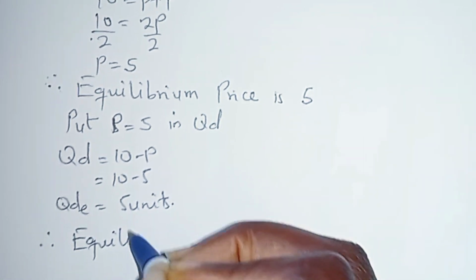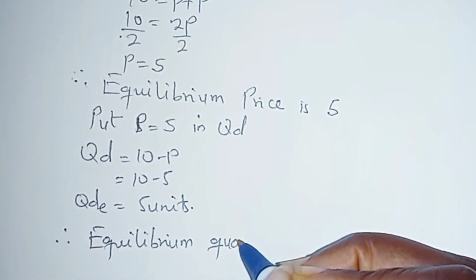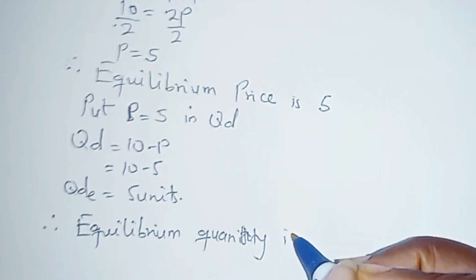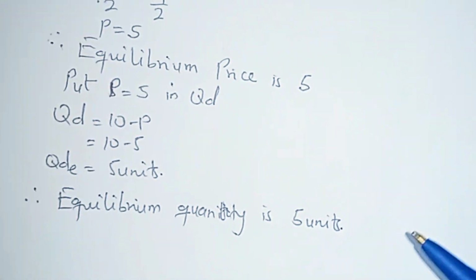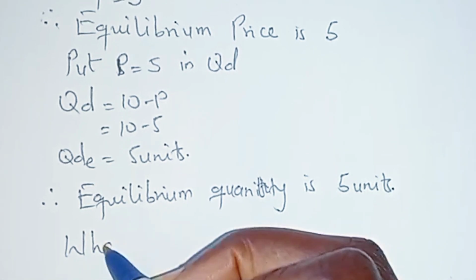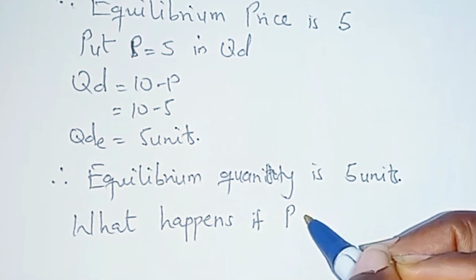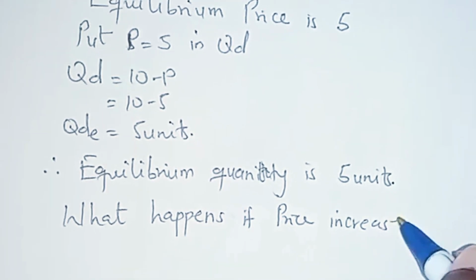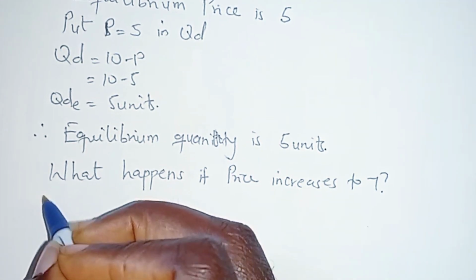Now that we are done with the calculation of the equilibrium price and the equilibrium quantity, I would like us to use these two questions to brainstorm and do some basic economic analysis. As a consumer or as a producer, how are you going to react when these things happen in the market? The first question: what happens if price increases to 7? As a consumer, how are you going to react when price increases to 7? Or as a producer, what will be your reaction when prices increase to 7?